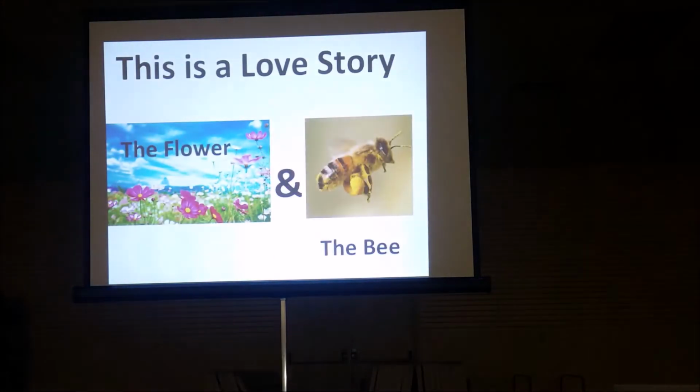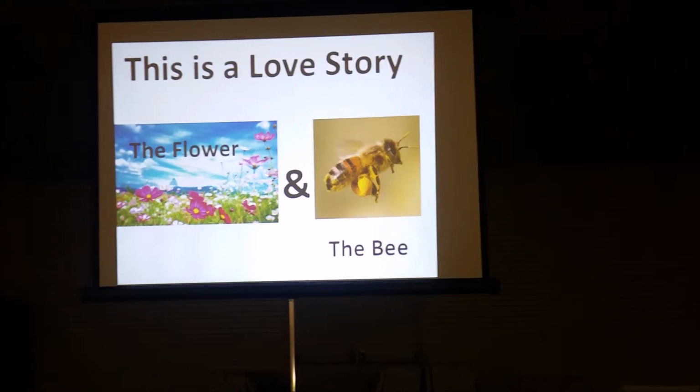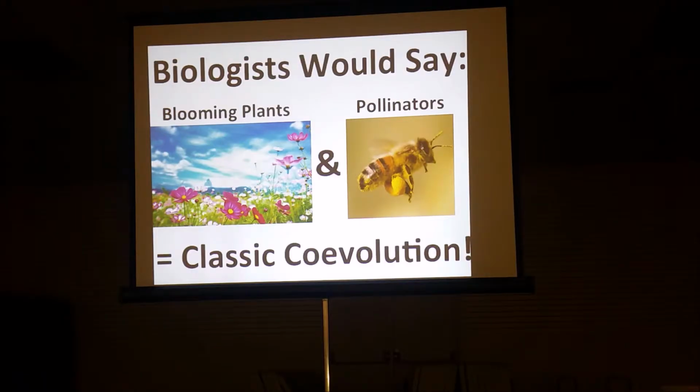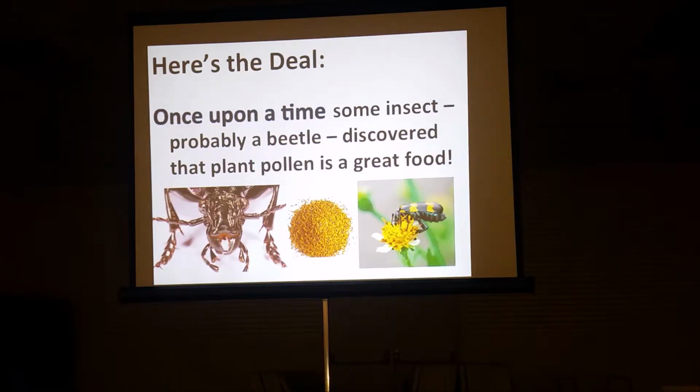Another way to look at it, this is really a love story. It's a love story between the flowers, if you want to pluralize it, and the bees, in this case, the honeybees. And there's been a long coevolutionary process, called classic coevolution, between the blooming plants and the pollinators. So I teach the ecology kids what happens in this coevolution. I thought you might be interested in that, and then we'll talk about how it may relate to all of us as gardeners along the way.